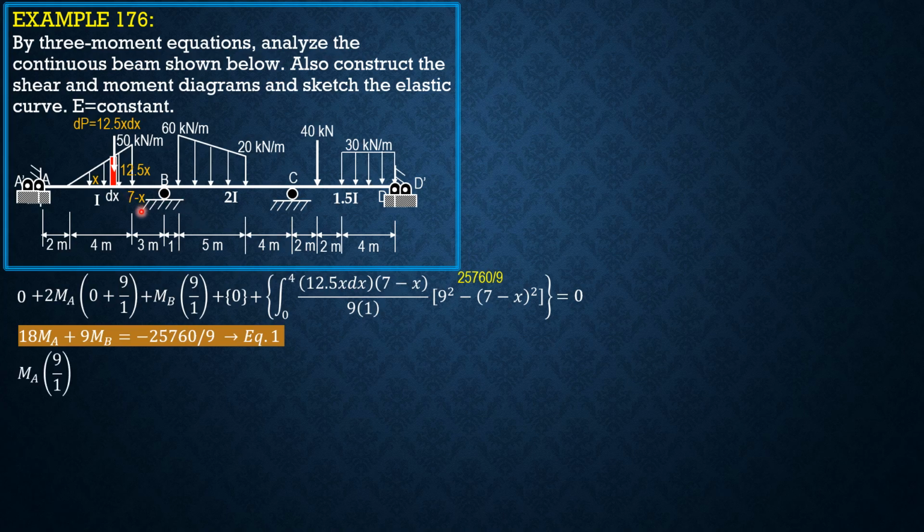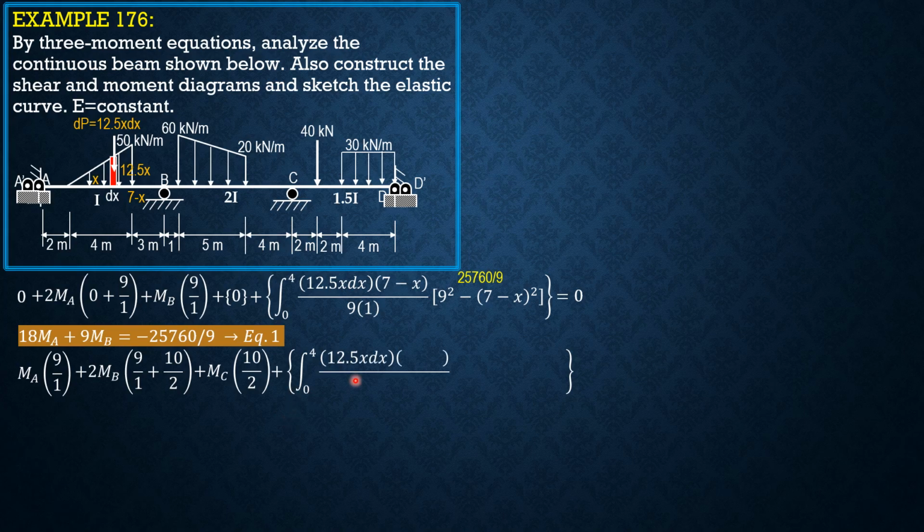So moment A times 9 over 1 plus 2 times MB, quantity 9 over 1 plus 10 over 2. The span BC is 10, then moment of inertia 2. So 2 times MB, quantity 9 over 1 plus 10 over 2, plus MC times 10 over 2. Then the value of 6 area 1A over I1L1 is the integral of 12.5x dx. This time A is 2 plus x all over L, 9, moment of inertia 1, quantity 9 squared minus quantity 2 plus x quantity squared.